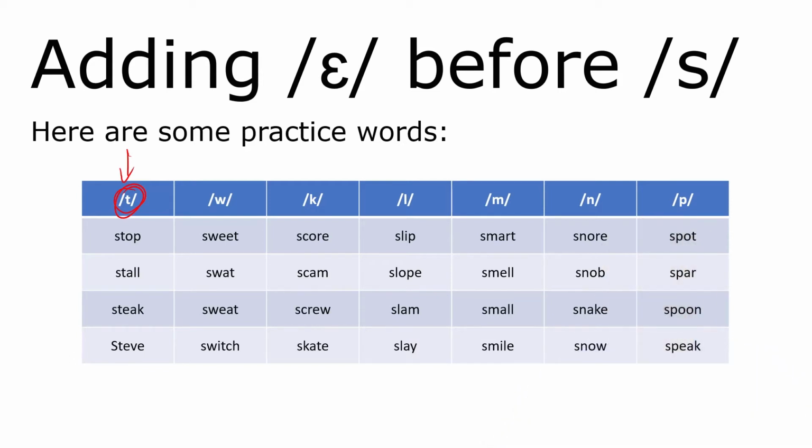Now we'll go to the next column. Sorry about that. Okay, so our next nasal, N sound. Snore. Snob. Snake. Snow. Okay, and here we go to the end, the last column. Spot. Spar. Spoon. Speak.